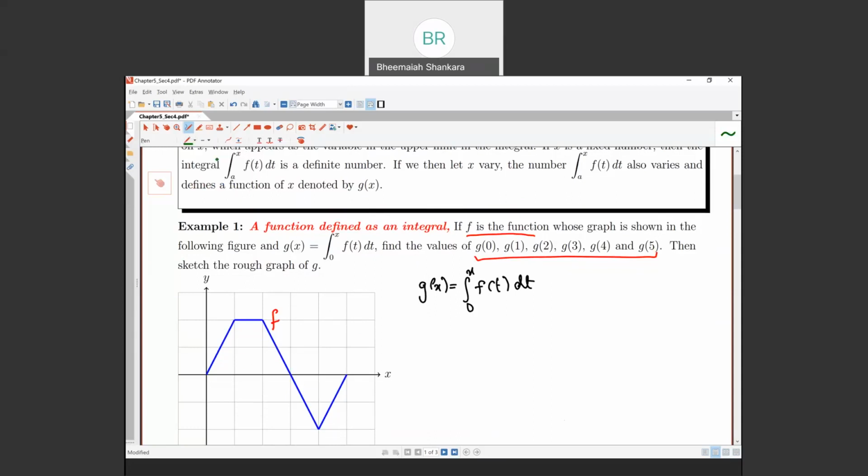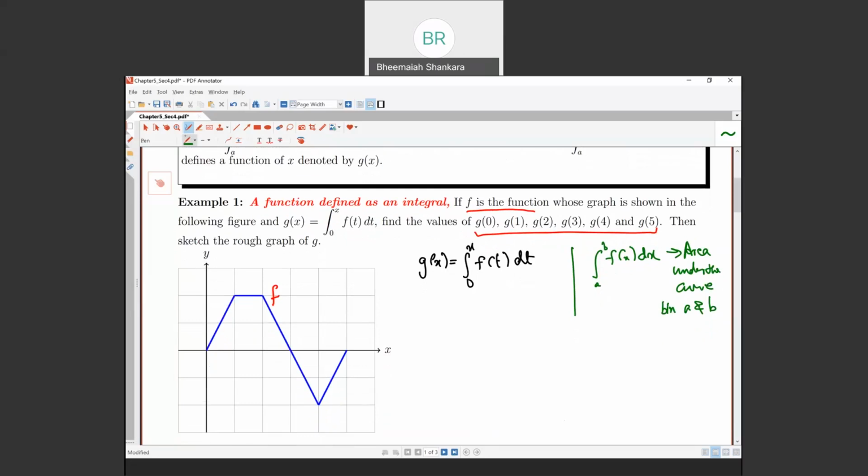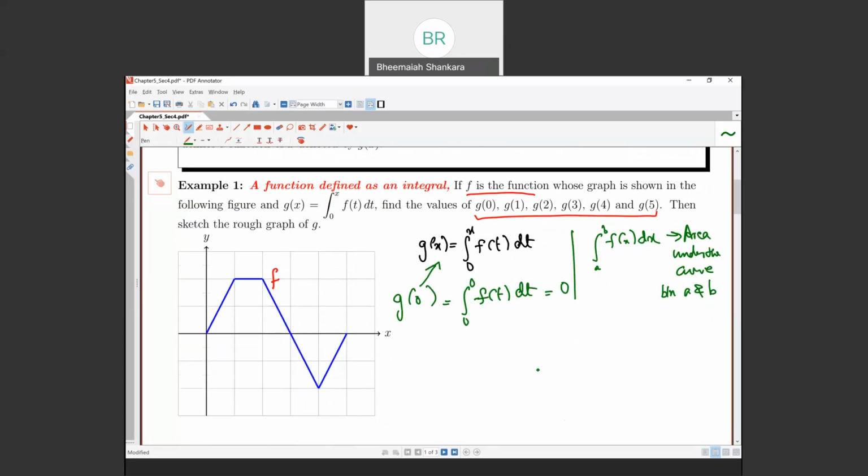I also want you to identify the meaning of the integral from a to b of f of x dx. From the previous sections, we know this means it's the area under the curve between the limits a and b. So let's first find g of 0, which means I'm plugging in x equal to 0. So I have the limits 0 to 0 of f of t dt. Any function f of t integrated from 0 to 0, your answer will be 0. This is one of the properties of the definite integral.